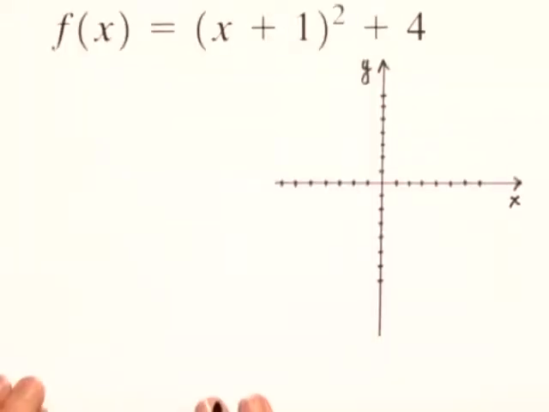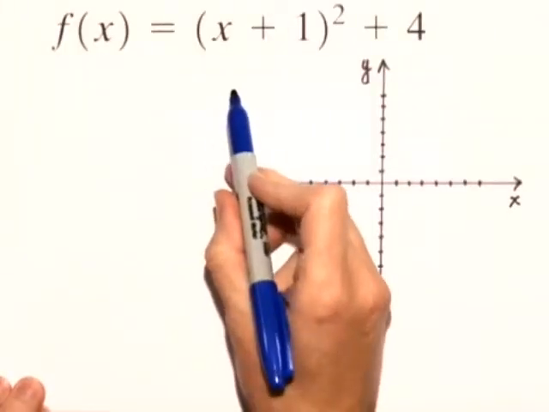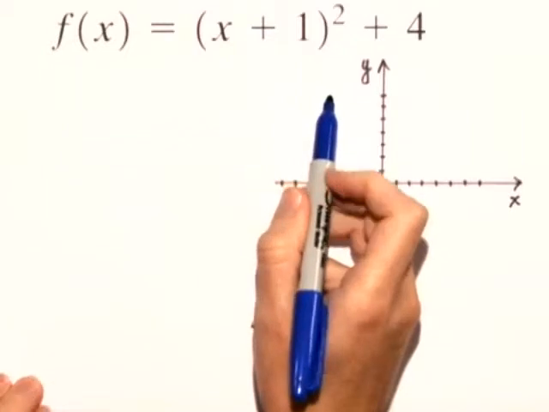We're given a quadratic function. We'll use the vertex and the intercepts to graph the function, then we'll state the axis of symmetry as well as the function's domain and range. We have f of x is equal to the quantity x plus 1 squared plus 4.